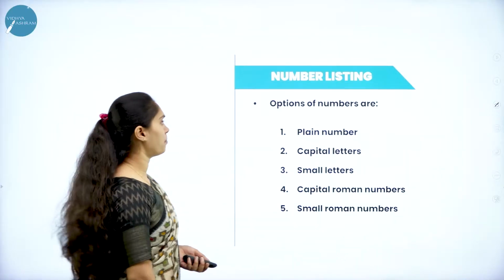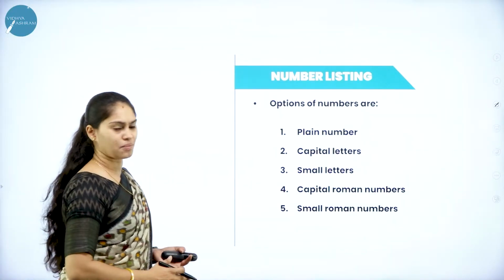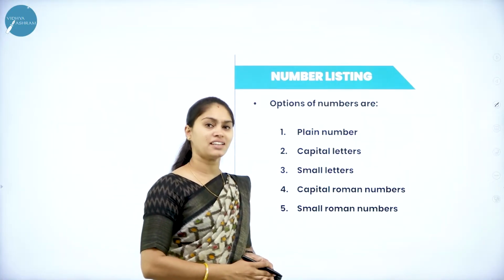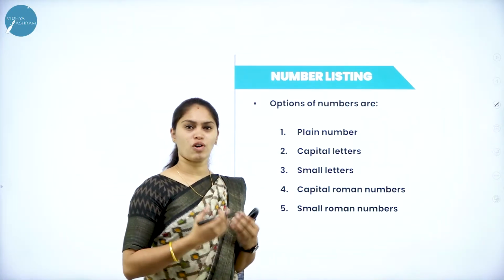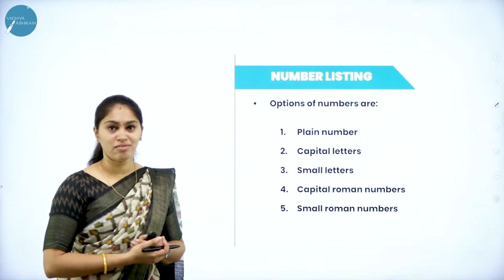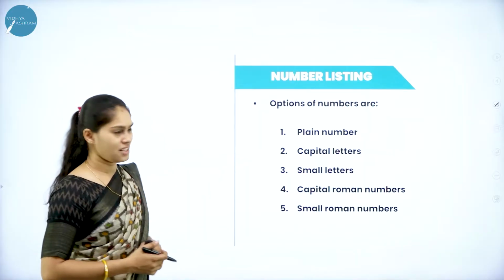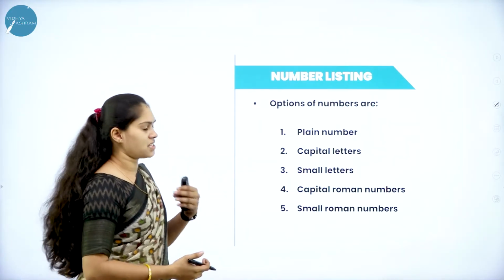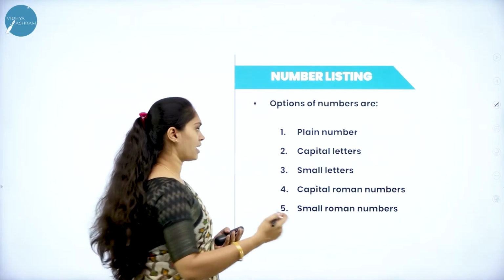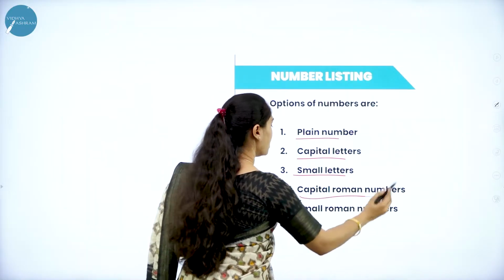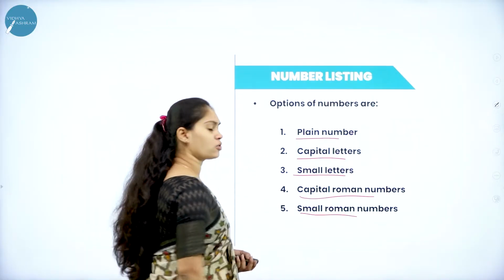We'll see the next topic, that is number listing. If I have web pages, at that time there might be chances of listing some content. So what are the possible ways we have to list the contents? Here we have some options for numbers. I can represent the listing values as plain numbers, capital letters, small letters, capital Roman numbers and small Roman numbers.